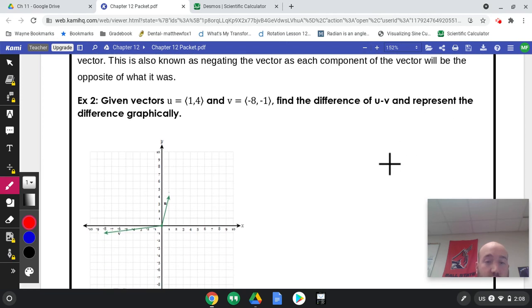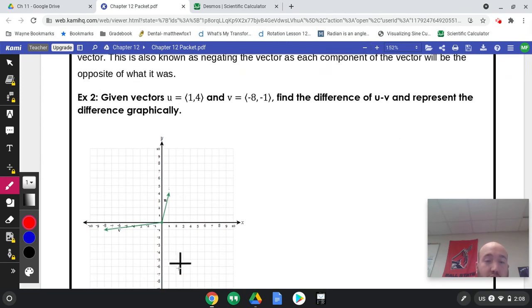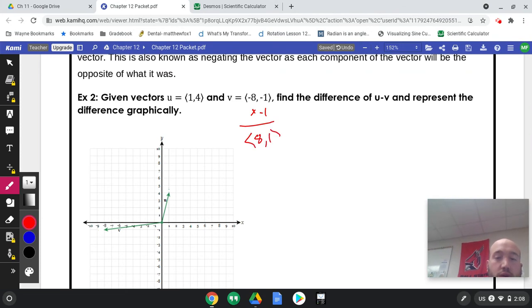So for example here, u is 1, 4. To the right 1, up 4. V is -8, -1. So left 8, down 1. We want to do u minus v. So to negate this, multiply each of those by -1. That's going to give us the new point of 8, 1. And you'll see if we go over 8, up 1, in red here, that is not v, but -v.